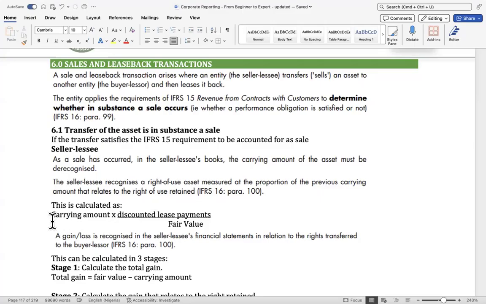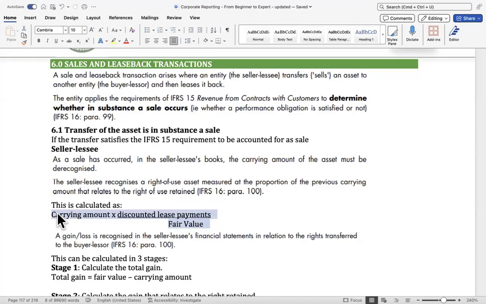So the way the right of use asset will be determined is the previous carrying amount, which we then prorate. We call it right retained. Prorate it based on right retained, which is the discounted lease payment over fair value. Whatever we get here will represent our right of use asset. So that's just the difference.